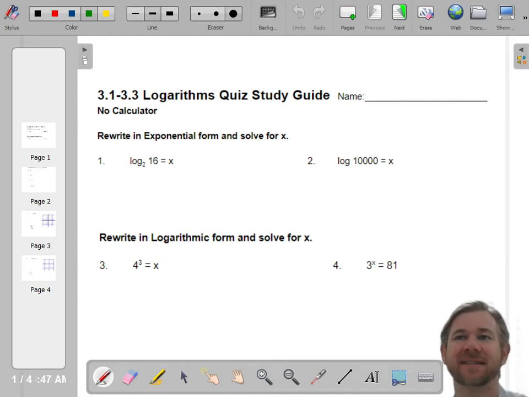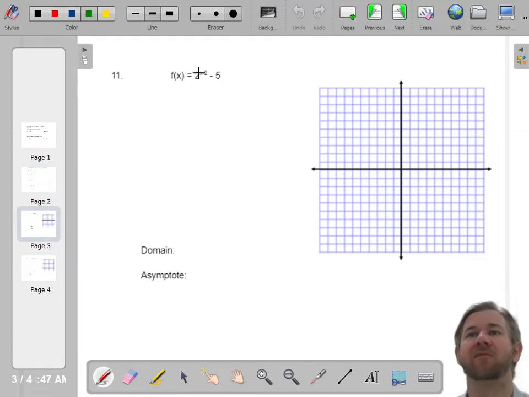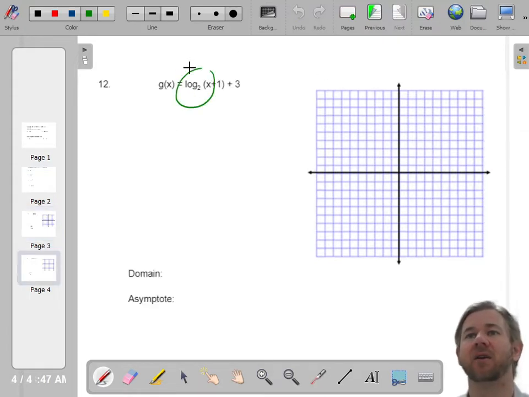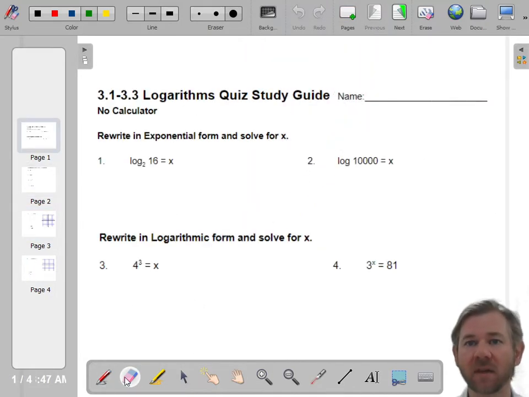Let's review for some logs. So you need to be able to go between logs and exponents, you need to be able to evaluate some logarithms without a calculator, and then you need to be able to graph both exponential and logarithmic functions for your quiz. So the first thing I'm going to do is rewrite these logs as exponents.